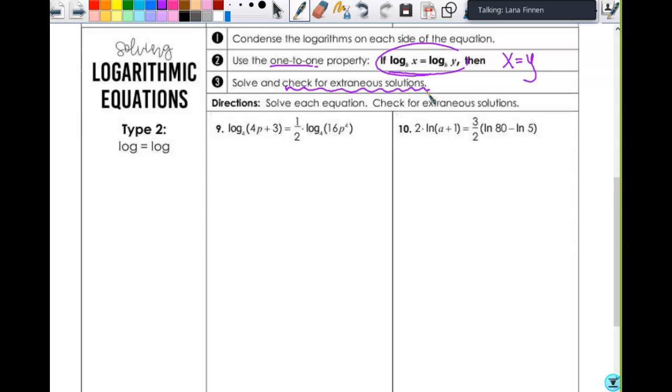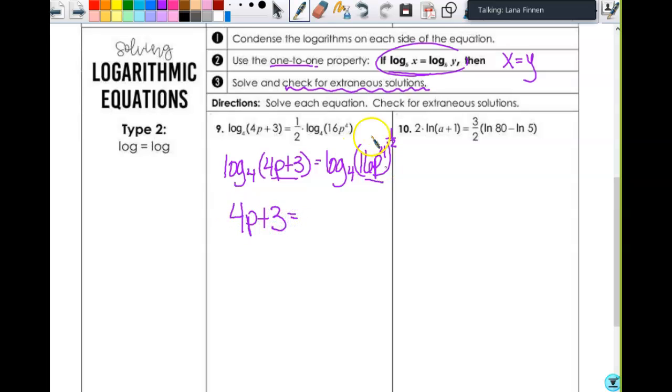All right, so number 9. To condense, this is going to become an exponent up here. So I'm going to have log base 4 of 4p plus 3 equals log base 4 of 16p to the 4th to the 1/2 power. All right, so now the logs have the same bases on each side, so these two things have to be equivalent. So this is going to be 4p plus 3.